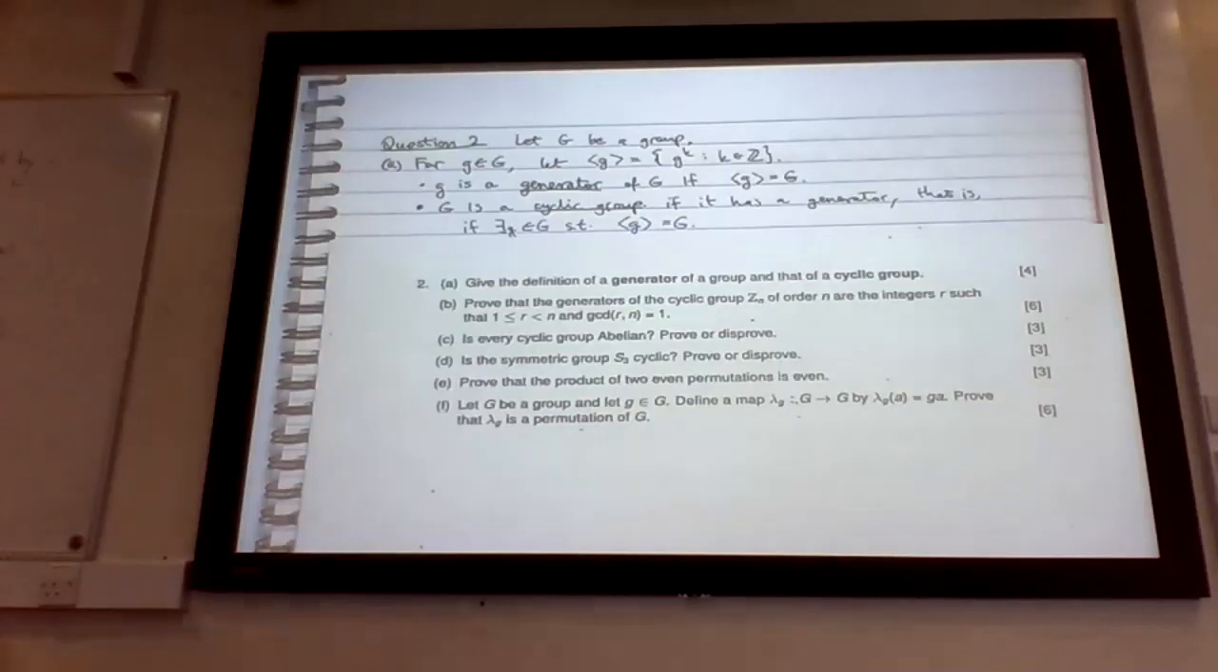We discussed quite a bit of this before, I think, last time. So we'll have a look at solutions on it, and then we'll move to question 3. Start with question 3, okay?